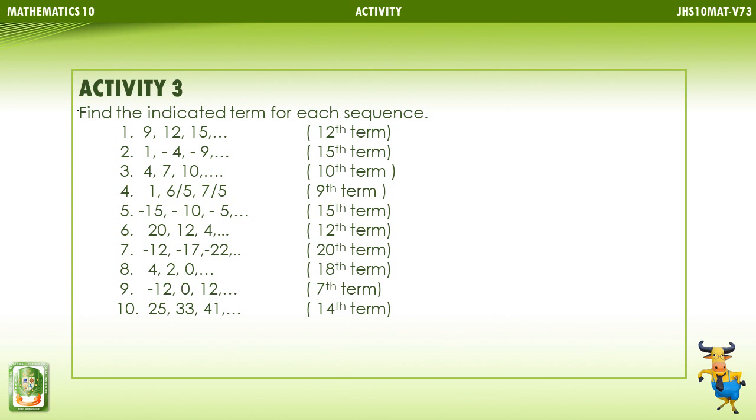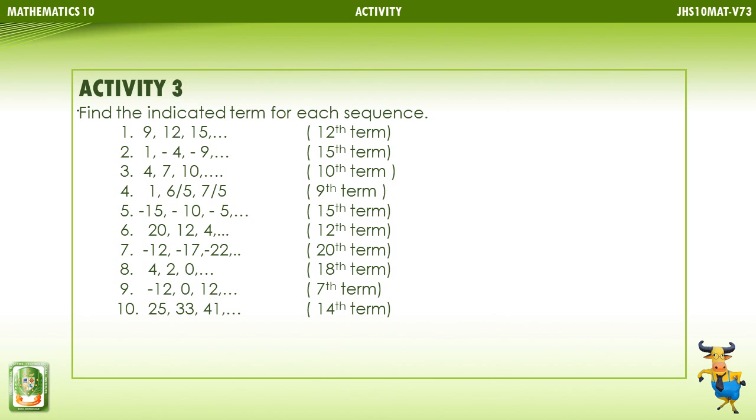Activity 3. Find the indicated term for each sequence. 1. 9, 12, 15, 12th term. 2. 1, negative 4, negative 9, 15th term. 3. 4, 7, 10, 10th term. 4. 1, 6 fifths, 7 fifths, 9th term. 5. Negative 15, negative 10, negative 5, 15th term. 6. 20, 12, 4, 12th term.